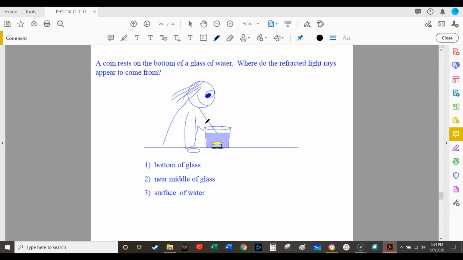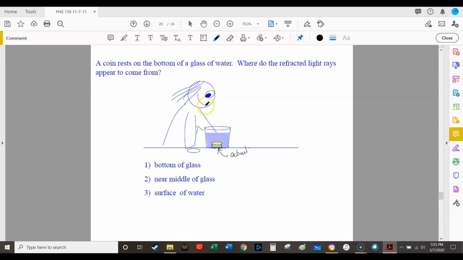Well, let's try a little different circumstance. Here we have a coin. Here's where the actual coin is, right here. Where would the sighted coin appear? Would it appear at the bottom of the glass, near the middle of the glass, or at the surface? So where do you think? So pause the video now and try drawing that out.